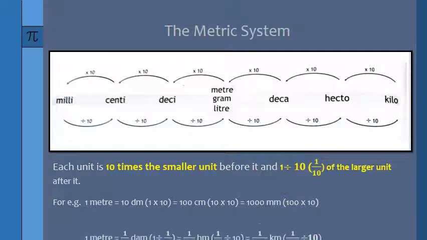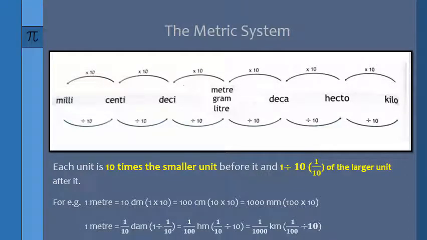Now, in the same way, when we come to the larger unit which is written after meter, see, the first one is decameter. So 1 meter is equal to how many decameter? Well, 1 upon 10 decameter, that is 1 divided by 10. And 1 meter is equal to how many hectometer? Well, 1 divided by 10 divided by 10, that is 1 upon 100 hectometer.